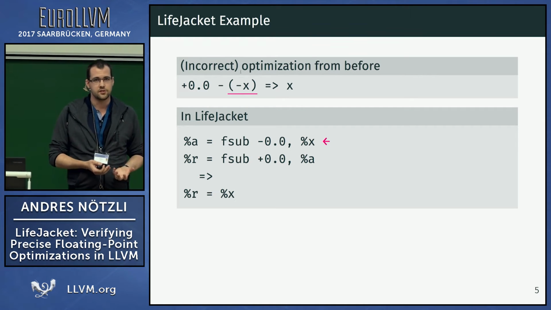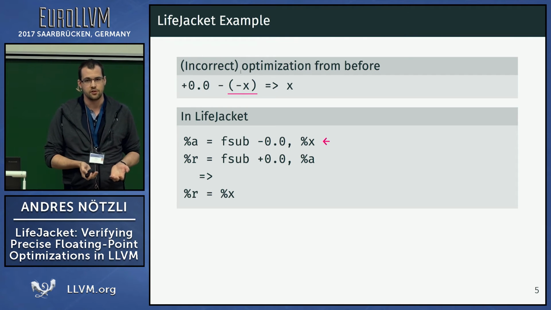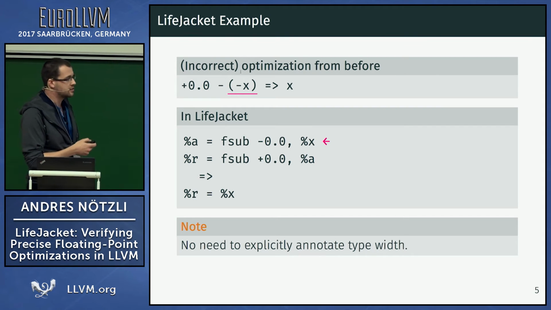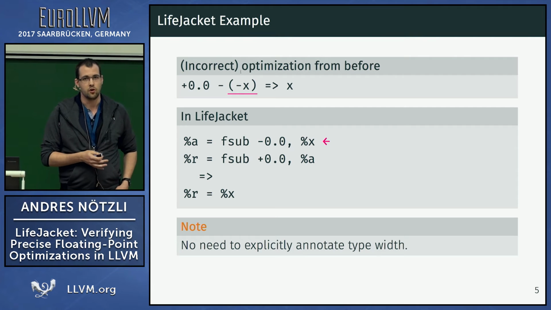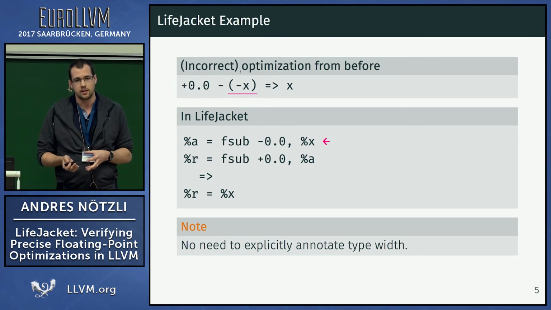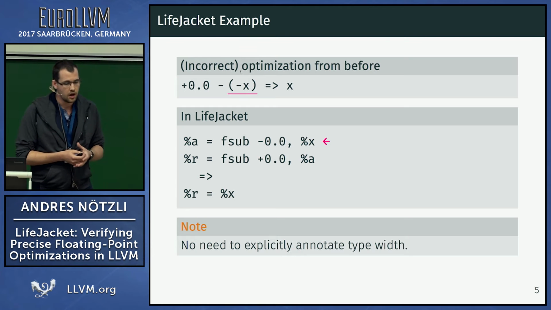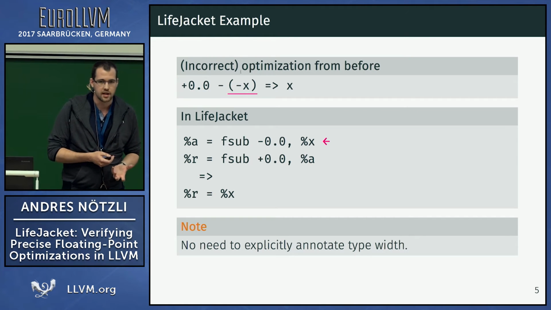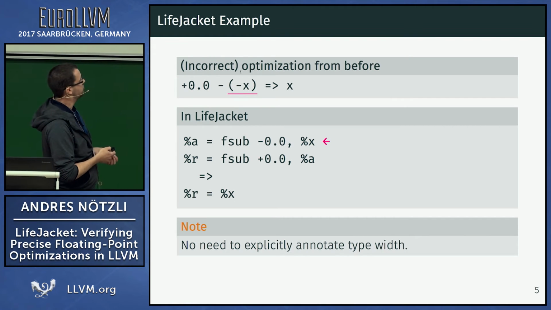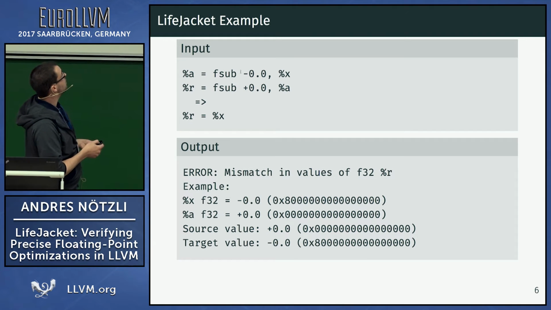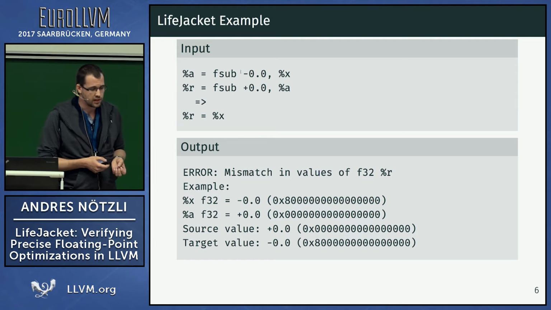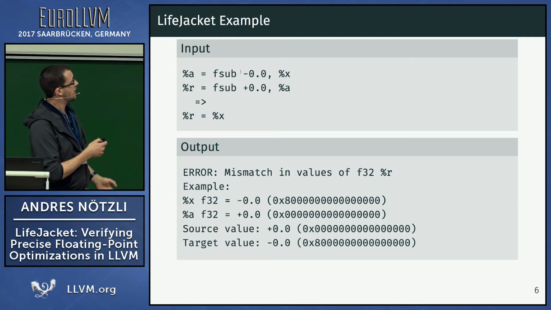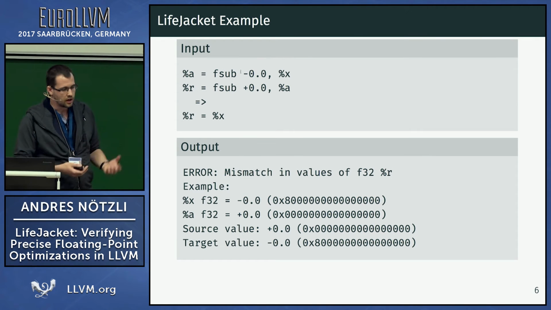And it's very similar to LLVM syntax. The main difference being that you don't have to annotate the floating point types explicitly. Actually, Lifejacket is able to automatically figure out which types the optimization might apply to. And that's kind of similar to what Life did for integer types. Now, if we feed this optimization into Lifejacket, it translates it into a series of SMT queries, and it comes back with a counterexample that we saw previously.